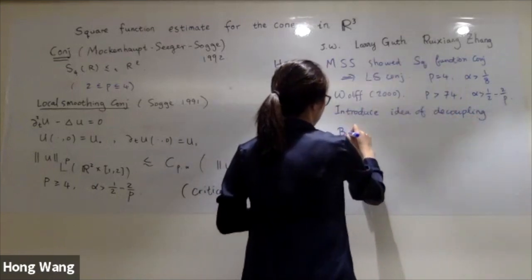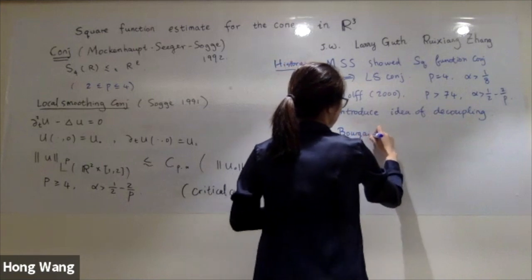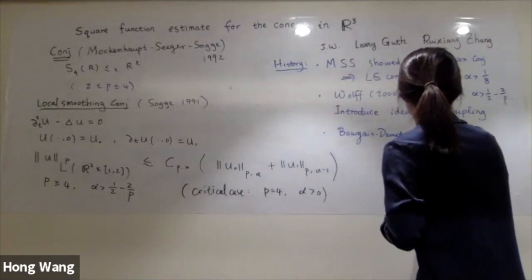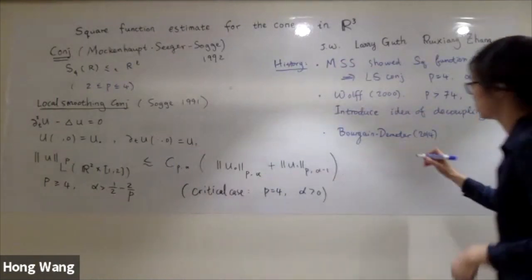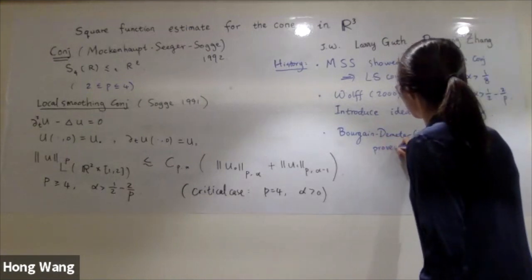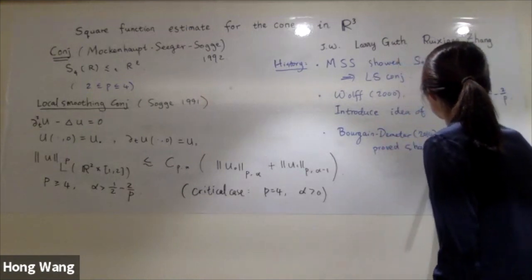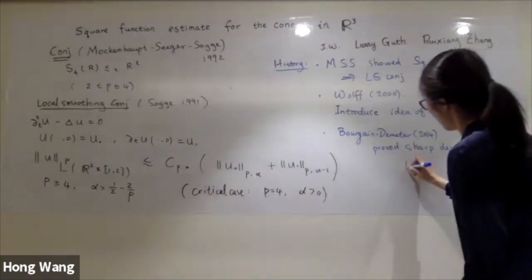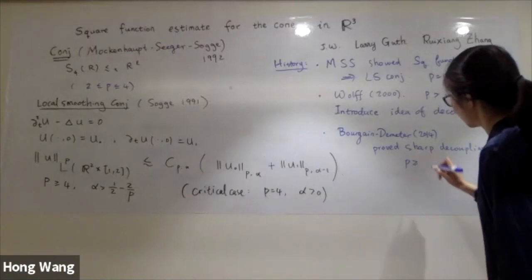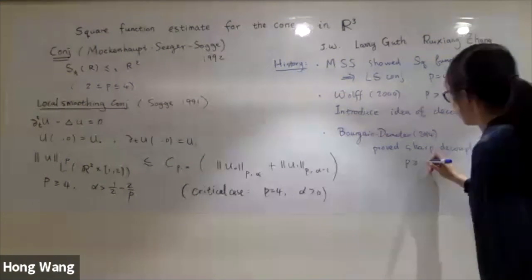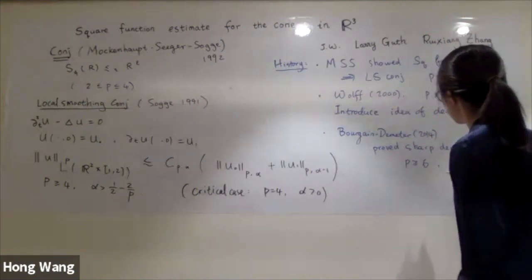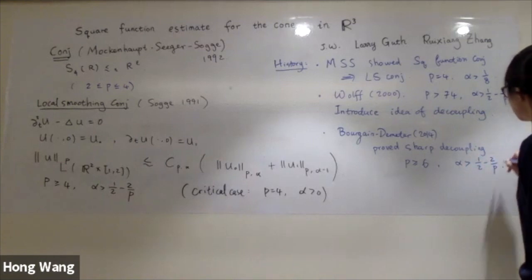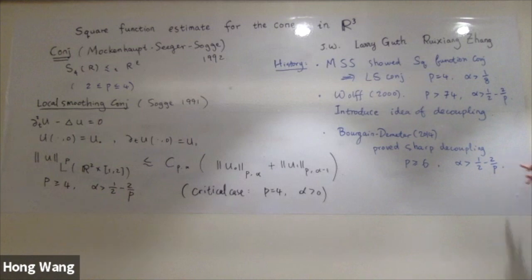And then Bourgain and Demeter proved sharp decoupling, which leads to local smoothing for p greater or equal to 6 and alpha greater than 1/2 minus 2 over p.